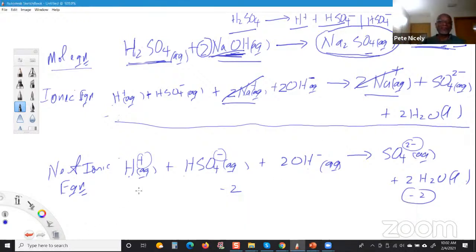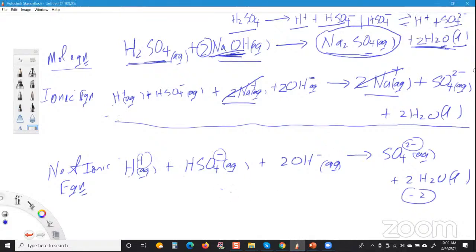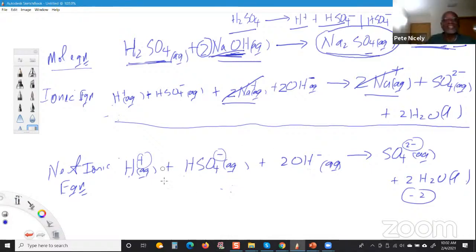So if you look at this one here, let me do it this way. This is probably a better way of explaining it. When you count up all the charges here, you have 3 negative charges plus 1 positive, so basically plus 1 minus 3 gives you minus 2, right? So you have a total of minus 2 on the left side. And here you have only a minus 2 charge on the right side. So therefore the charges are the same on both sides.